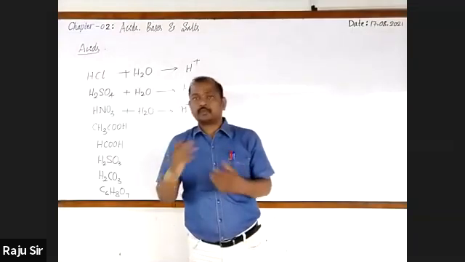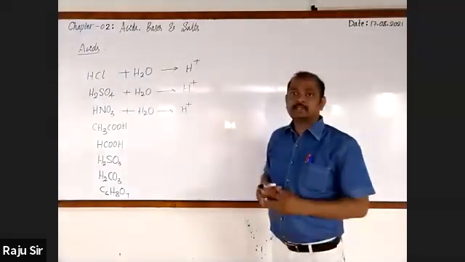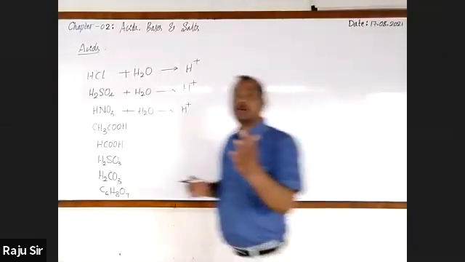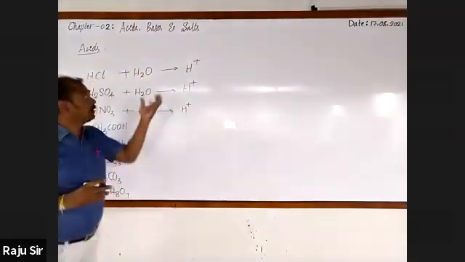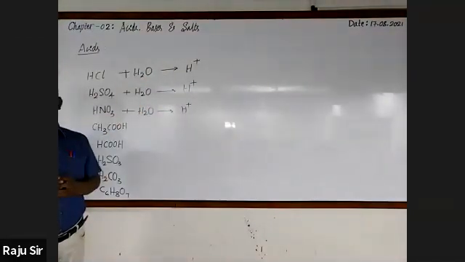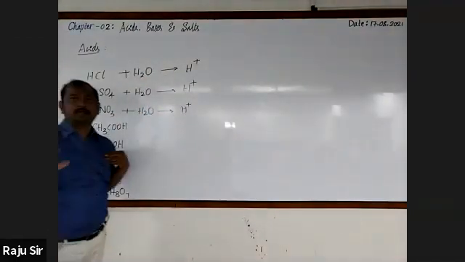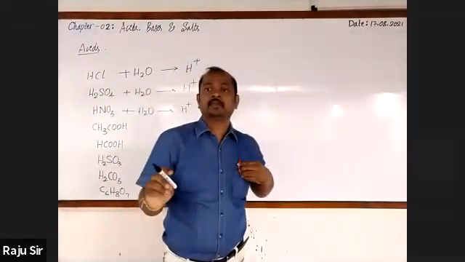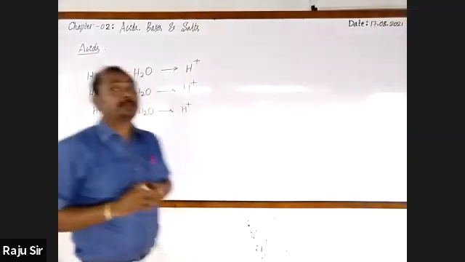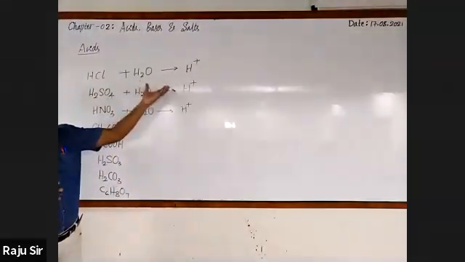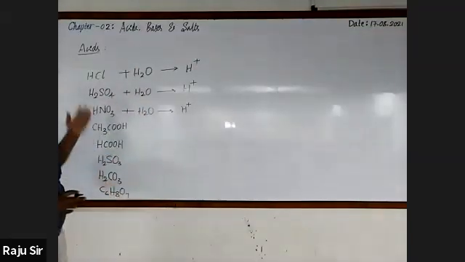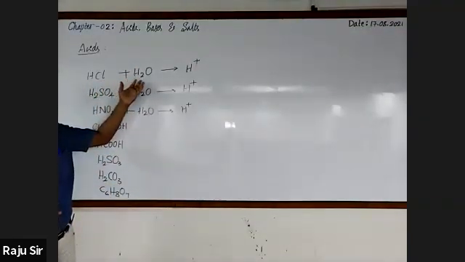Hence, we define acids as the chemical substances which are sour in taste and produce hydrogen ion on dissolving in water. Clear? Once I repeat, the chemical substances which are sour in taste and produce the hydrogen ion on dissolving in water are called acids. Followed?